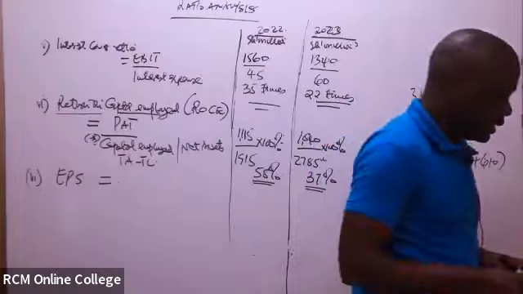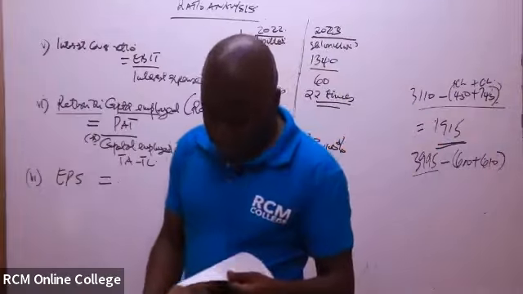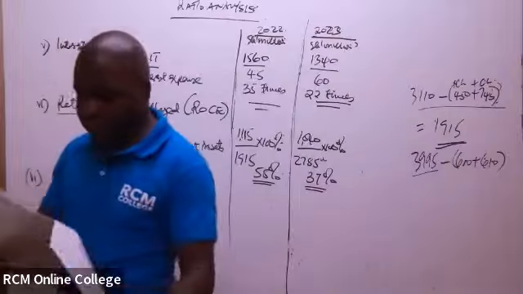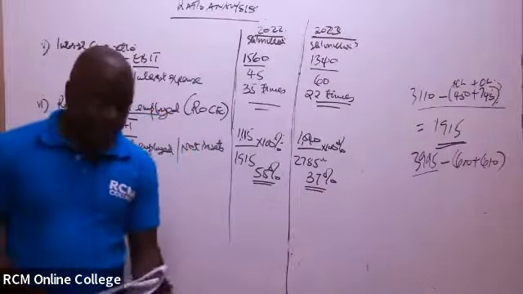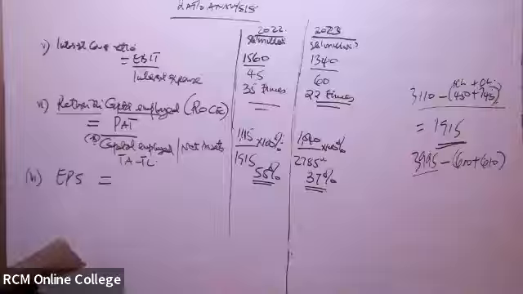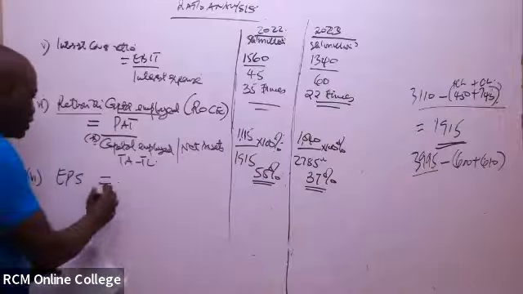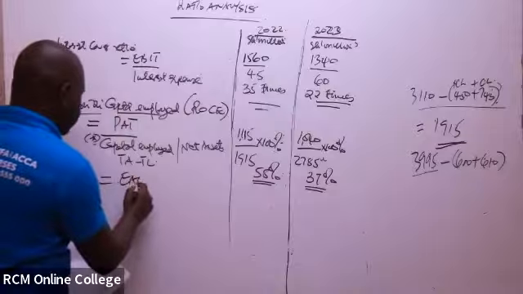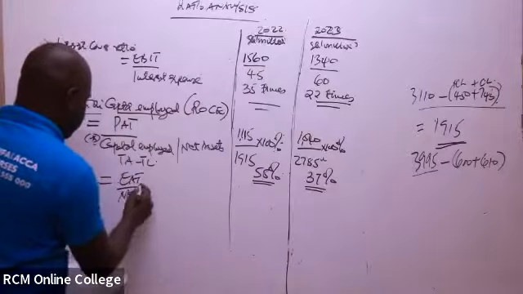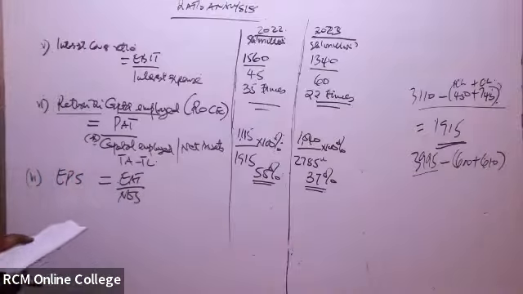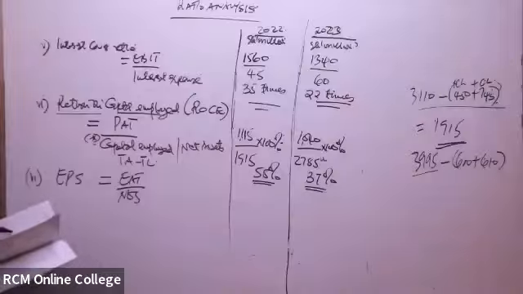These are basically the earnings you have for each and every share. First of all, you need to state the formula: the earnings you get for each and every share. It is earnings after tax over the number of ordinary shares. So the earnings you have after tax over the number of ordinary shares.